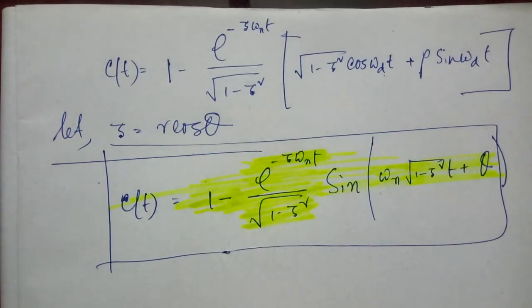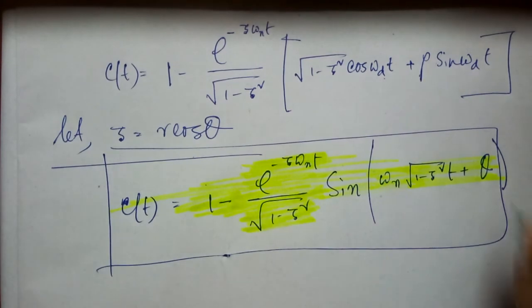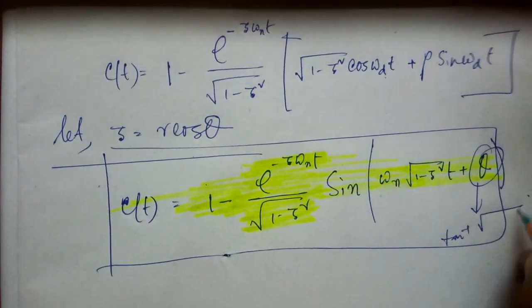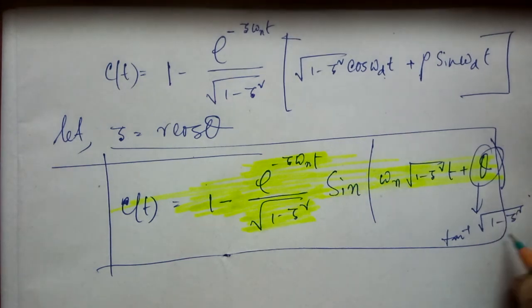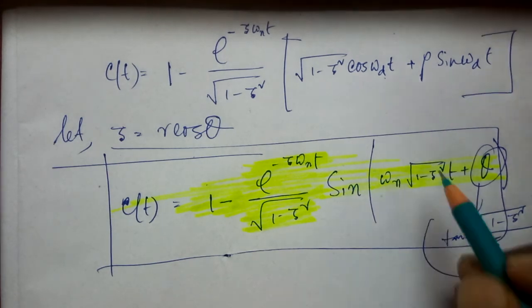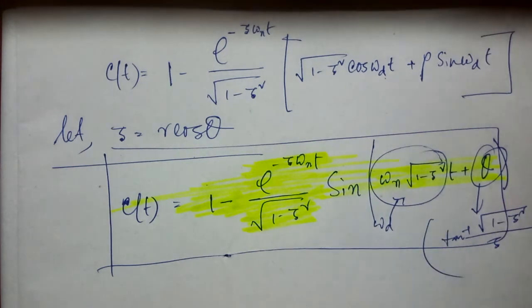Here theta is nothing but tan inverse of root over 1 minus zeta square by zeta. This is the theta value, and this portion is actually omega d t.